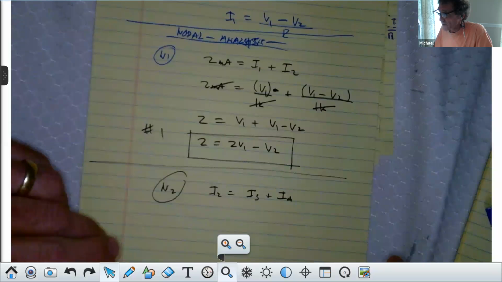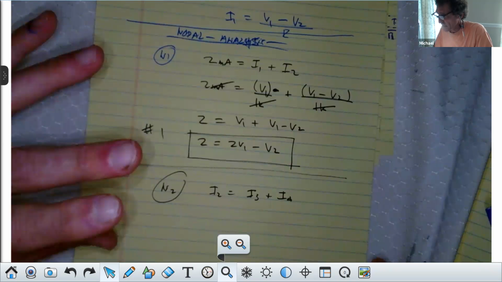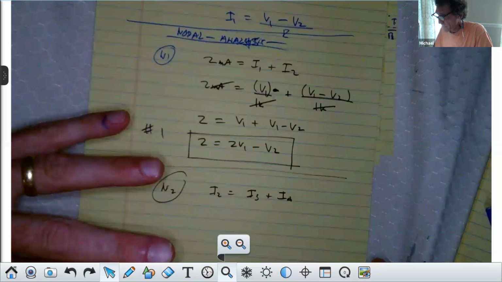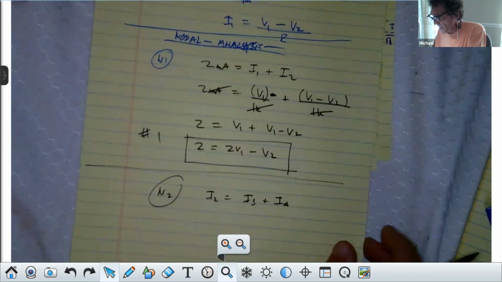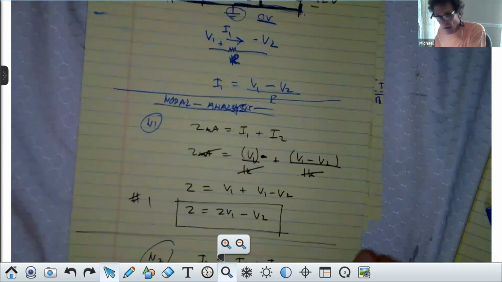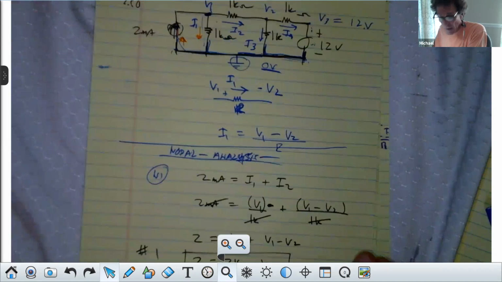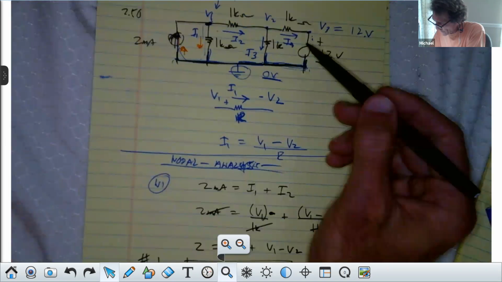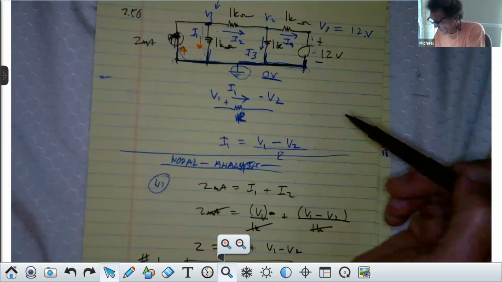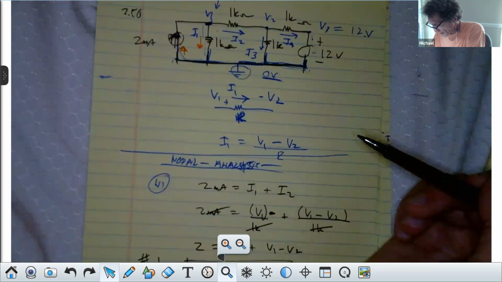I want you to write it and just think about what I'm doing. I'm equating whatever flows into a node flows out of it. Now, I'm going to pull this back, and I'm going to put the current in terms of the voltages. Unknown and known voltages, all right?